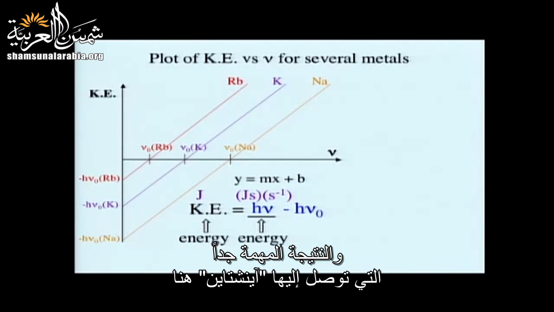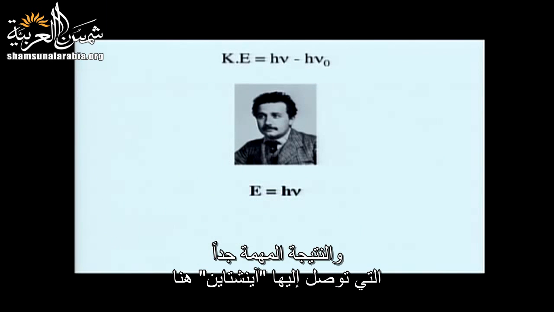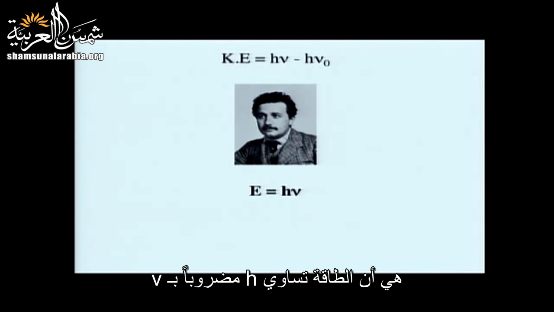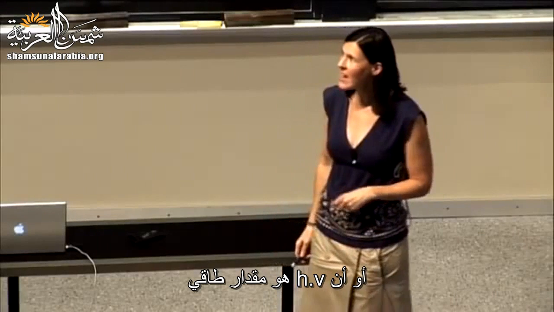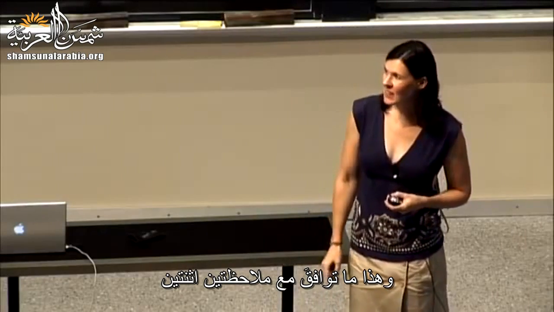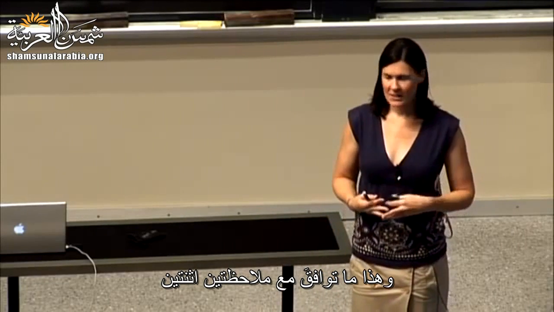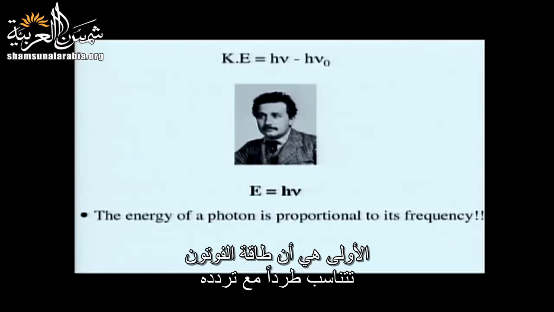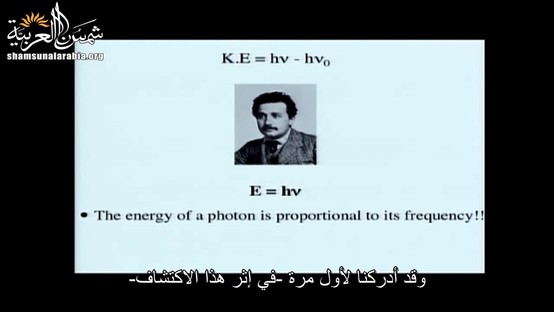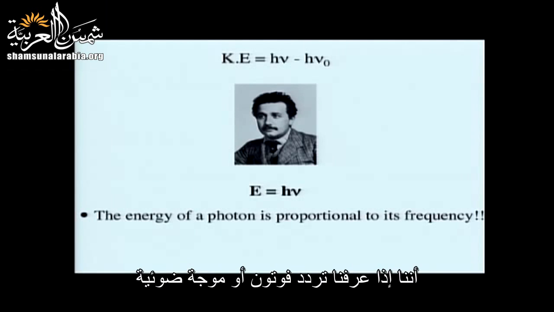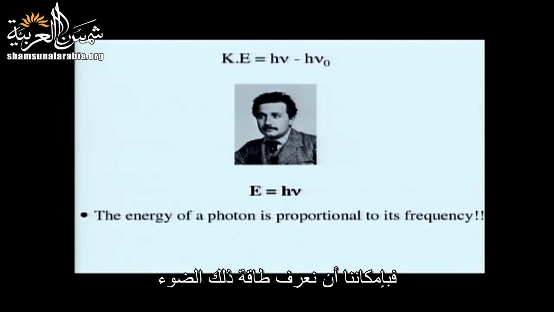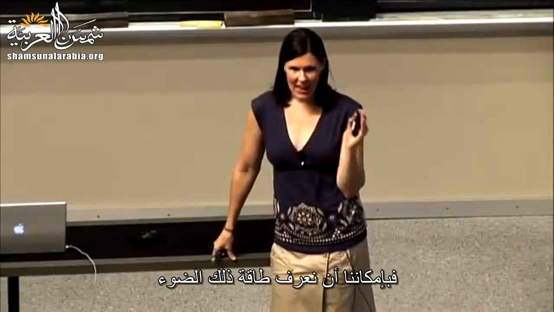So the very important conclusion that Einstein made here is that energy is equal to h times nu, or that h times nu is an actual energy term. And this went along with two observations. The first is that the energy of a photon is proportional to its frequency. This was never recognized before, that if we know the frequency of a photon or a wave of light, we can know the energy of that light.